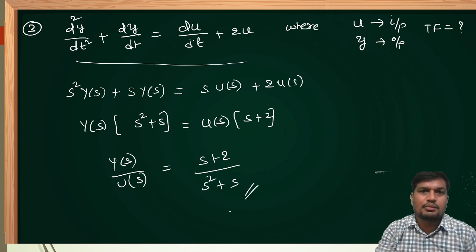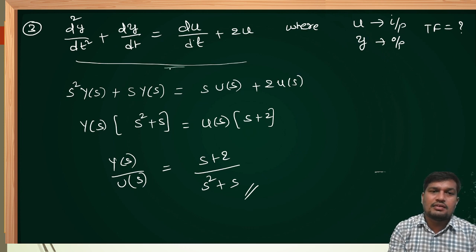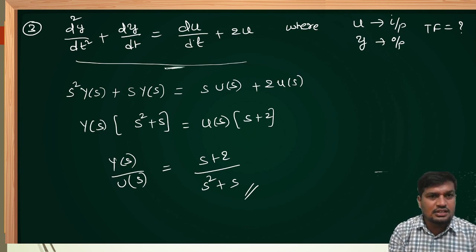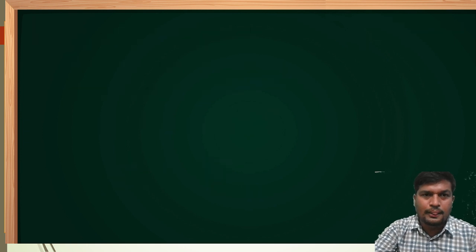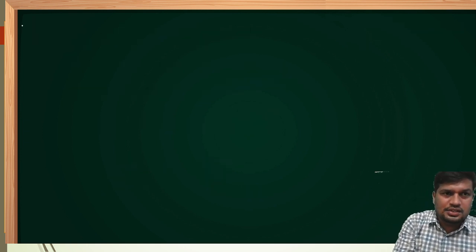It is given in the time domain, and whenever they say initial conditions are 0, just consider that, apply the Laplace, and rearrange the equation in the form of output by input, and we will get the solution. Very simple it is. Okay, now let's move to another question.